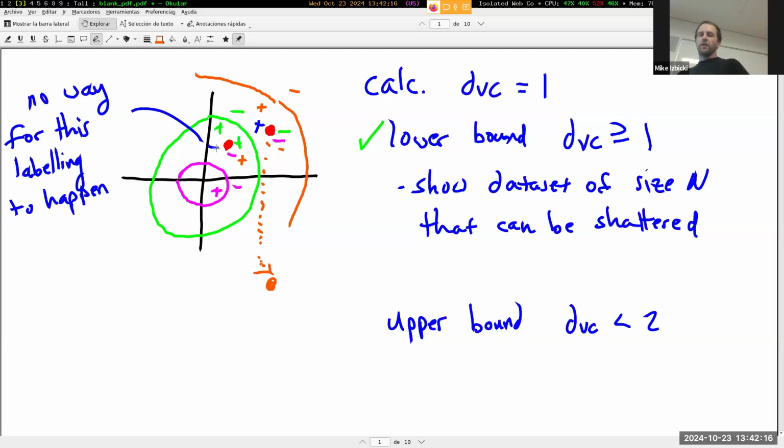So again, the shattering here, we talk about the hypothesis class doing the shattering and not a particular hypothesis doing the shattering. So it never makes sense to talk about a hypothesis doing a shattering. Here, this hypothesis class of concentric circles cannot shatter any data set of size 2. And that shows that this upper bound right here, both of those two things together implies that the VC dimension is 1. I don't know if that somewhere in there, Angelina, answered your question or not.